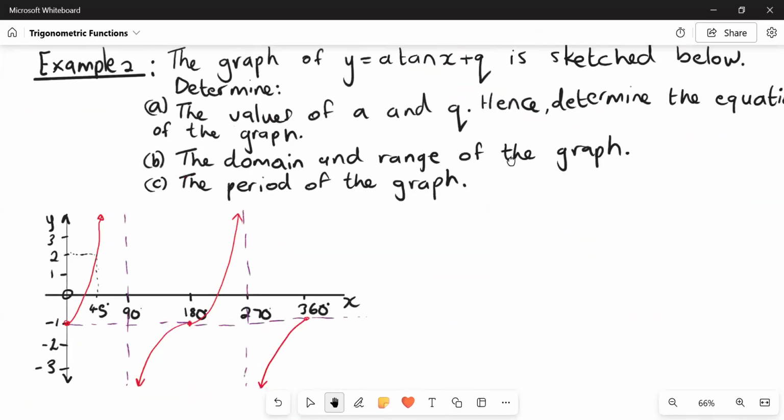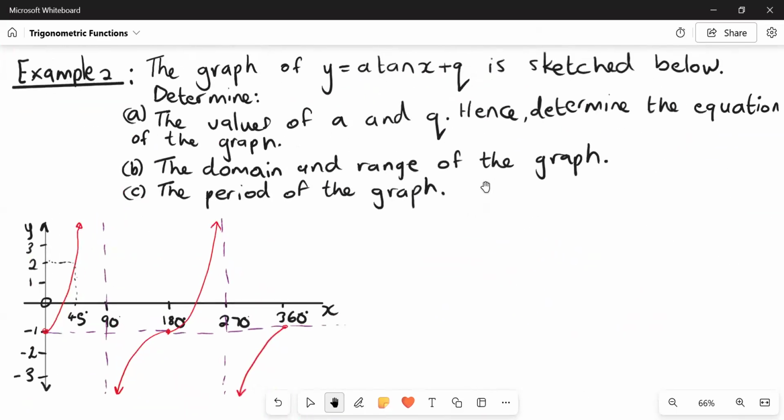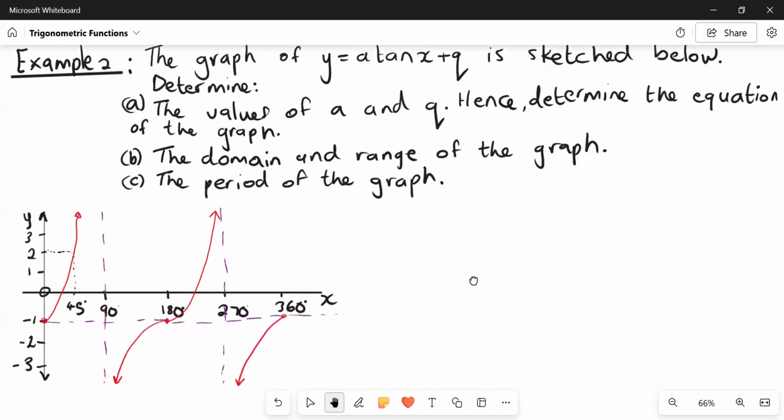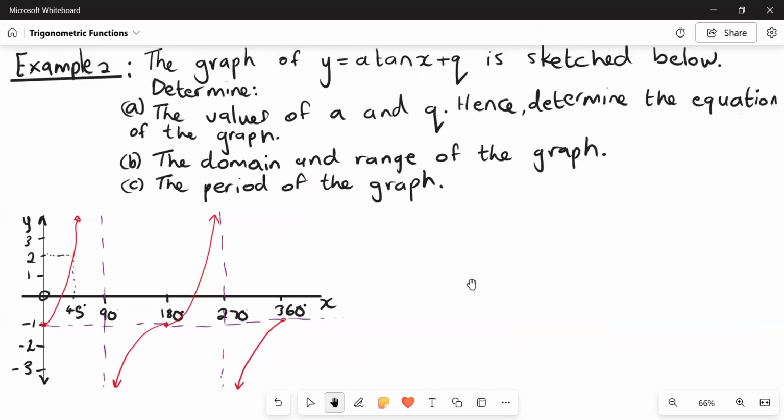Example 2. The graph of y equals a tan x plus q is sketched below. Determine the values of a and q, hence determine the equation of the graph. Determine the domain and the range of the graph, and then the period of the graph. So this is a tan graph, that's the first thing. How do we get the value of a and q? Now, before we even get the value of a and q, let's start with the value of q.